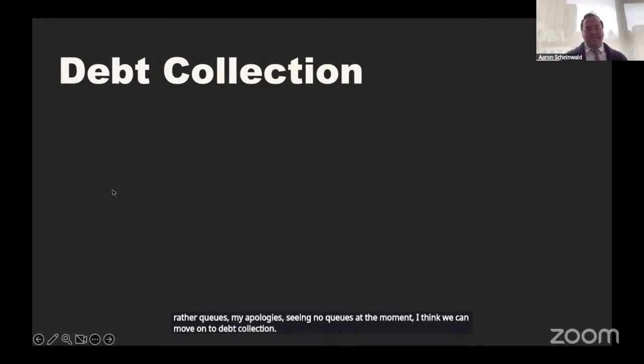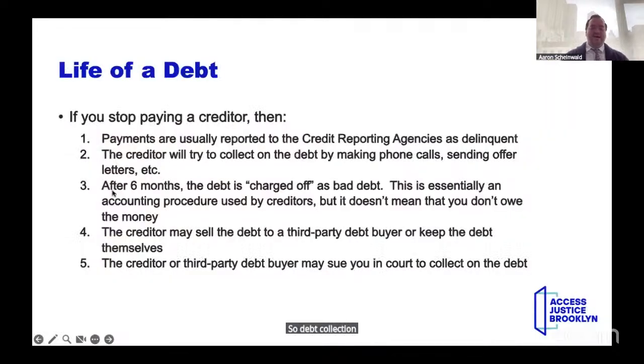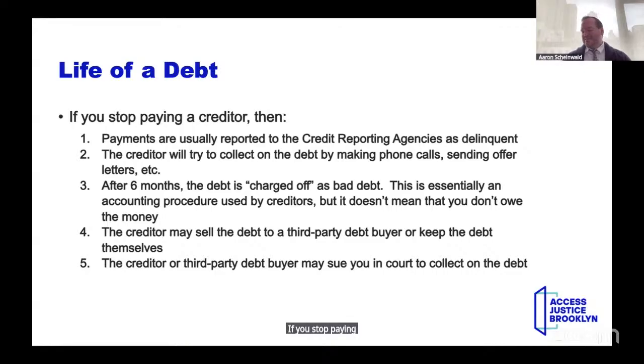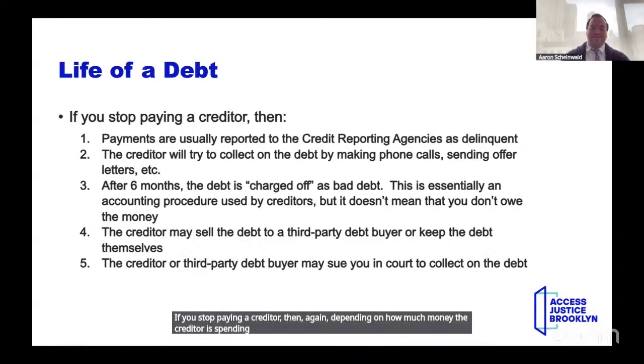So debt collection is potentially very simple and can potentially get very complicated. In general, there are a few steps that happen in the life of a debt. If you stop paying a creditor, then again, depending on how much money the creditor is spending on providing all of this information and the size, generally speaking, of the institution, then they will report any delinquent payments to a CRA or one or multiple CRAs.